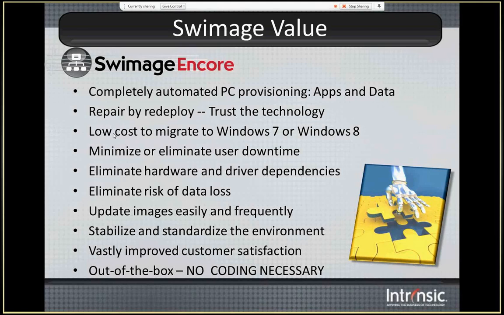Customers of ours that have used Swimage to migrate their systems to XP continue to use Swimage, and they no longer have the cost bubble of every time there's a new operating system. They have to figure out, okay, how do we do the coding around getting it installed? What's all the logic to do it, and building the process. For Swimage customers, it's just a simple drop-down. Now they're Windows 7, now they're Windows 8.